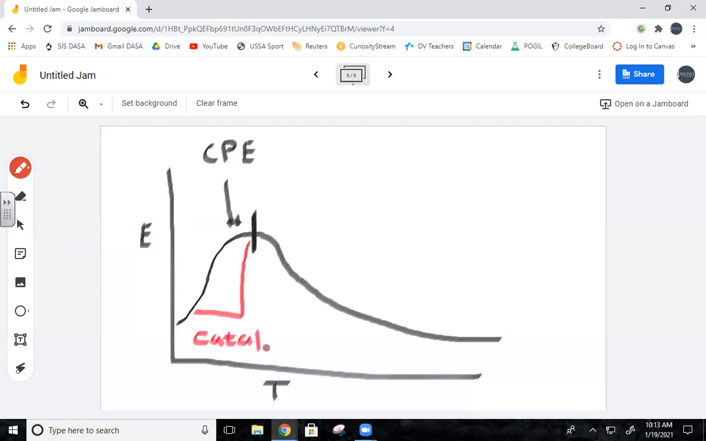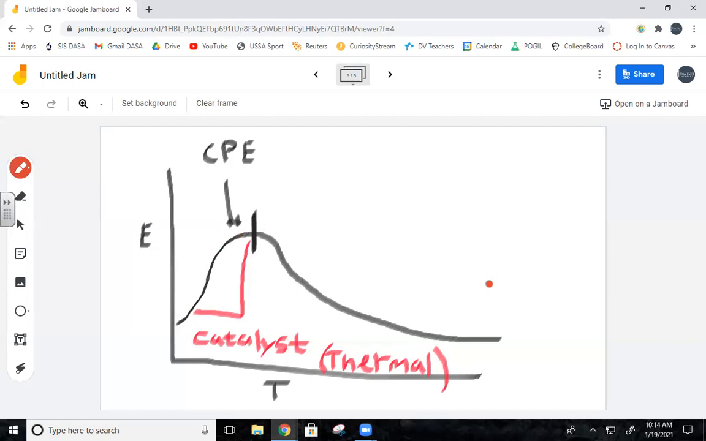Catalyst. And in this case, this is a thermal catalyst. In this case, we're going to do it the hard way. We're going to push the ball up the slope, and then it will just fall down on its own.